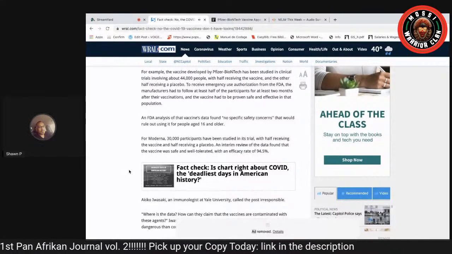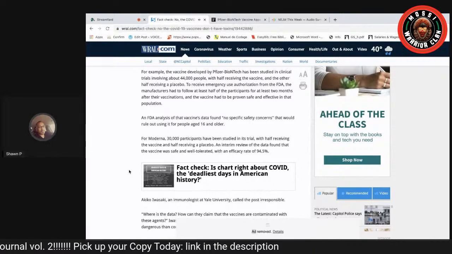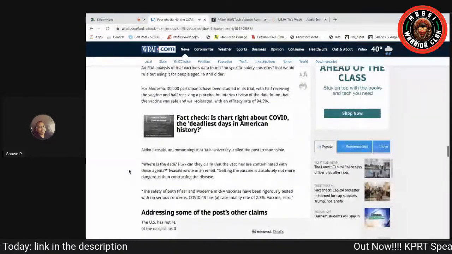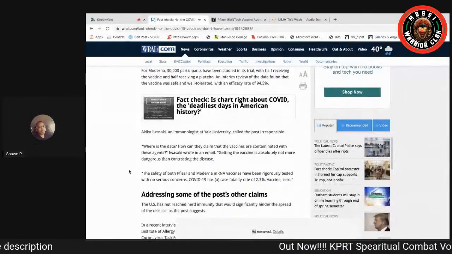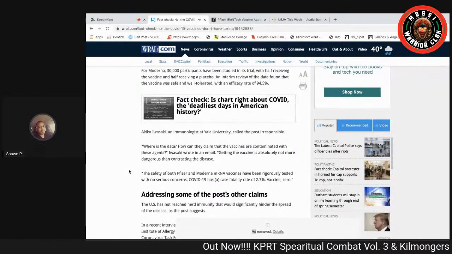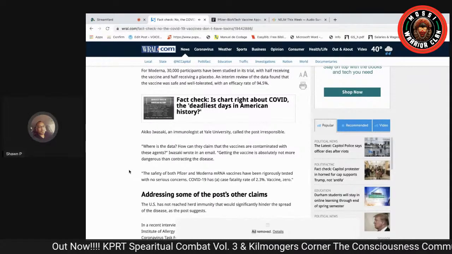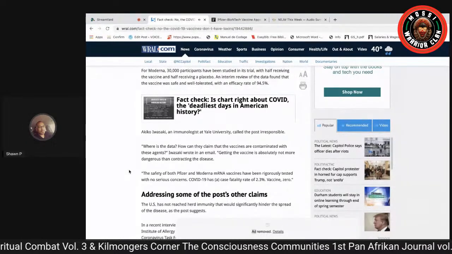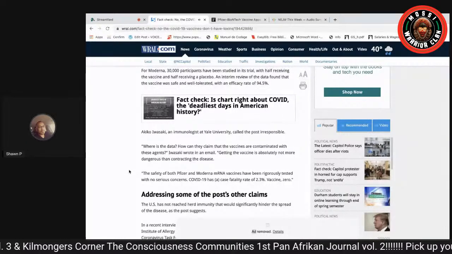For Moderna, 30,000 participants have been studied in its trial, with half receiving the vaccine and half receiving a placebo. An interim review of the data found that the vaccine was safe and well tolerated, with an efficacy rate of 94.5%. Akiko Iwasaki, an immunologist at Yale University, called the post irresponsible.